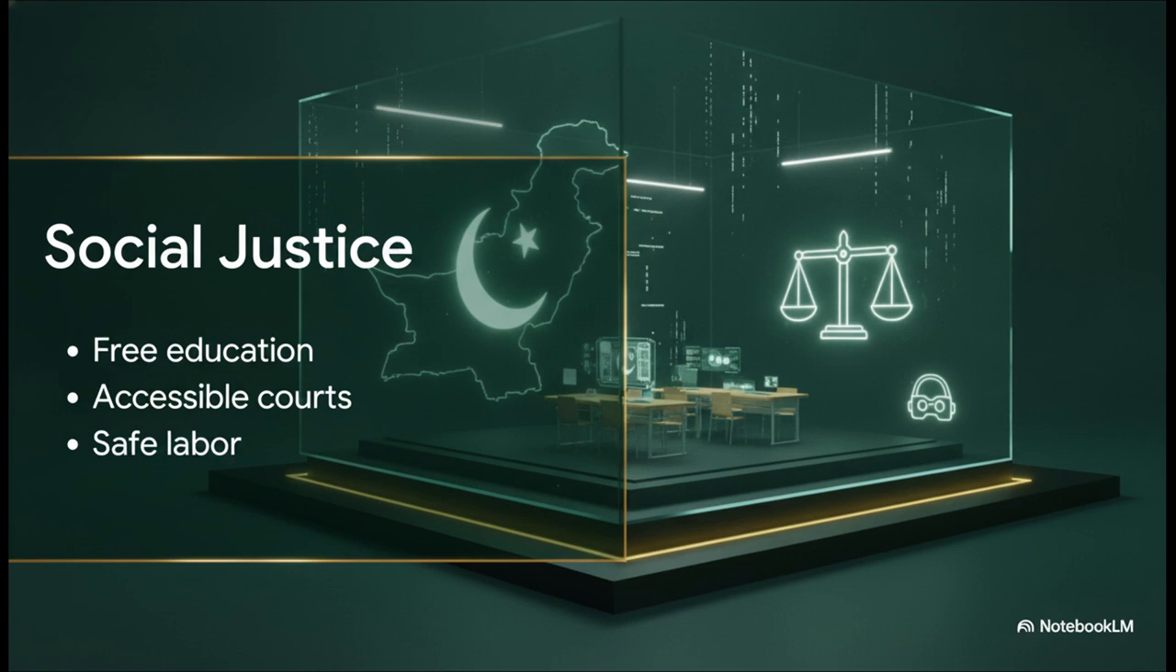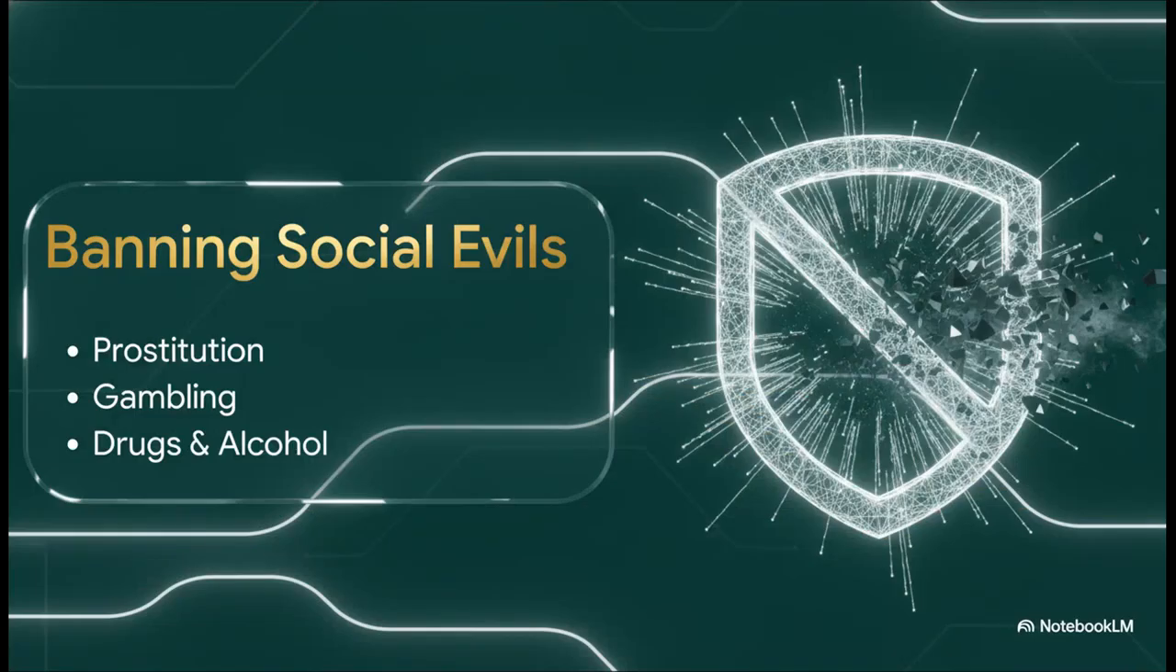And it demands safe working conditions, specifically pointing out that there shouldn't be any heavy or dangerous labor for women and children. And part of creating that fair, safe environment under Article 37 also involves getting rid of what the Constitution calls social evils. This means the state is strictly obligated to ban things like prostitution, gambling, and drugs. Alcohol is banned too, though the text does carve out specific exceptions for non-Muslims and for medicinal use.